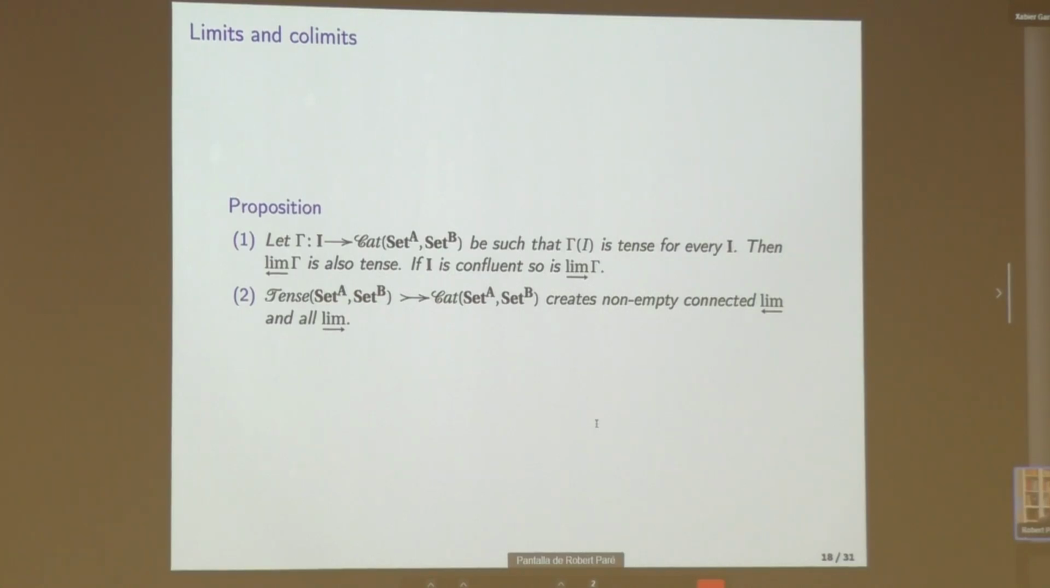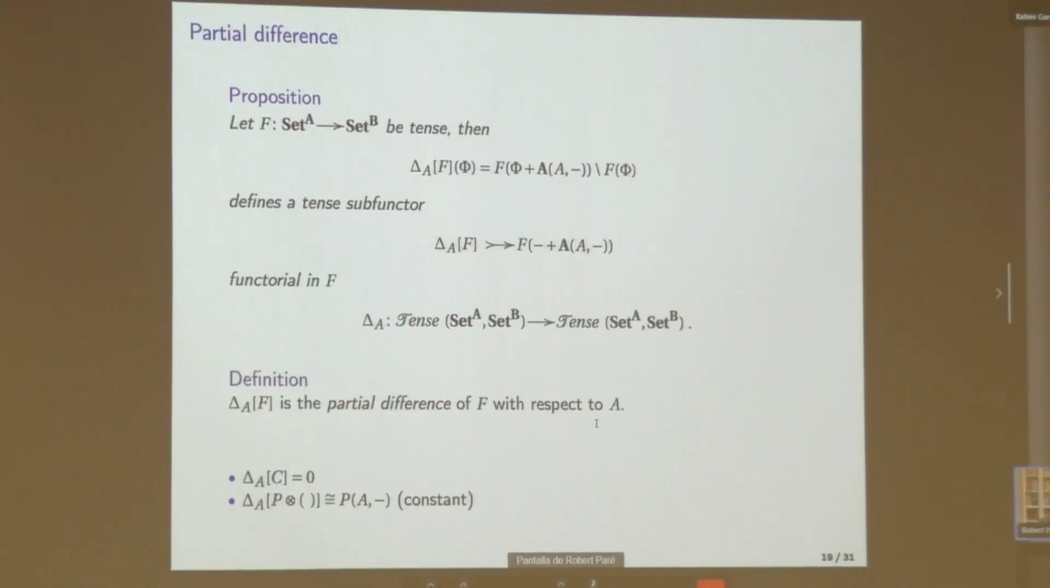And on the other hand, if you require the transition maps to be tense, then it creates just non-empty connected limits, but all colimits. So it's the same story as before. I just rewrote it a bit differently.